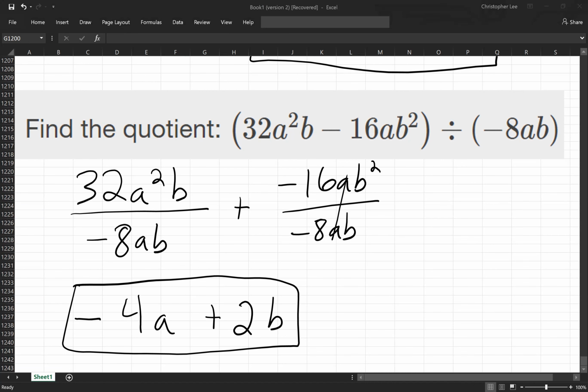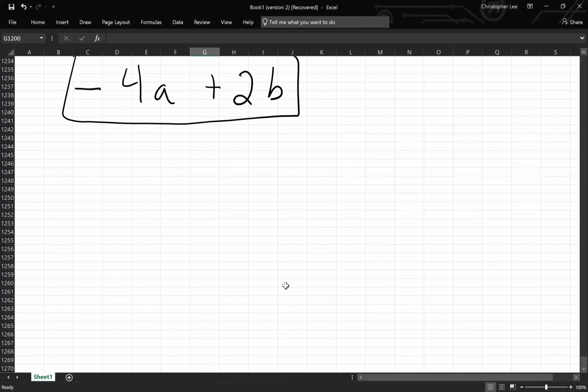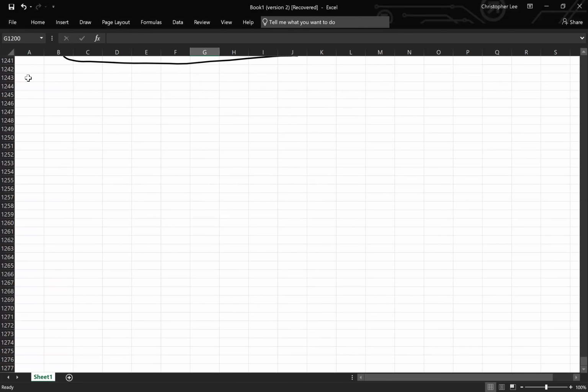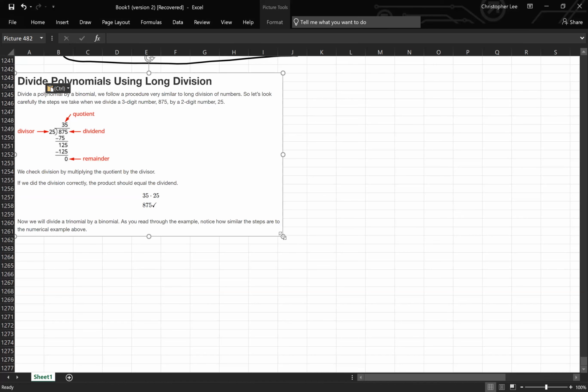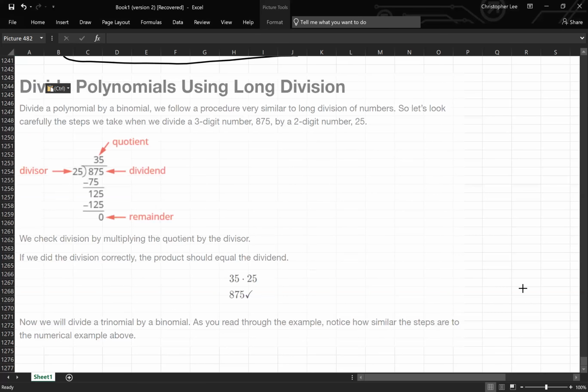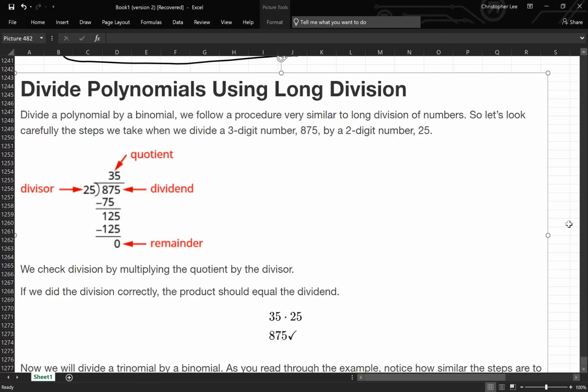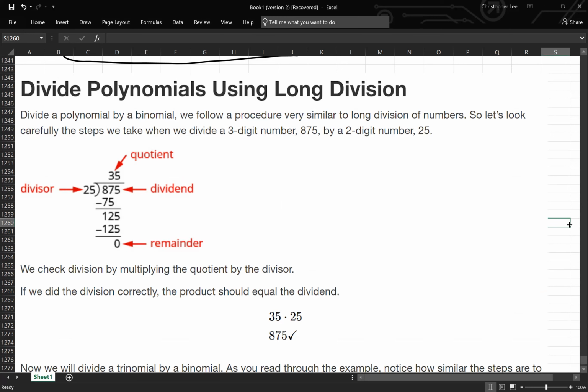Okay. This is going to be our last topic. Hopefully I have time to let you guys try one, but if not, I'll at least run through the process and you'll be able to do your homework. All right. So this is called dividing polynomials using long division. This will work for everything.